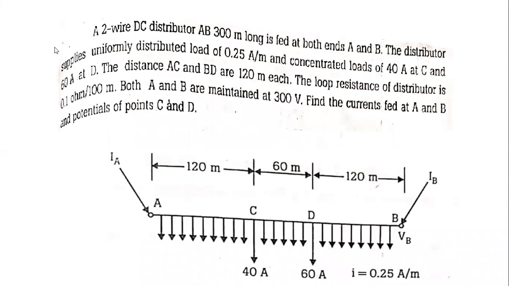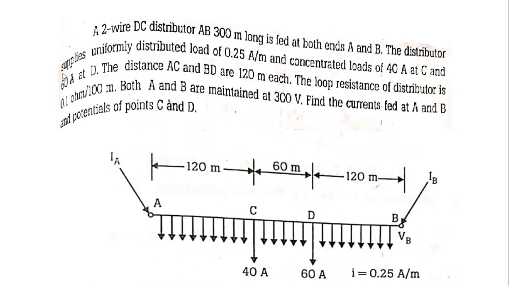Next, coming to the next problem: a two-wire DC distributor AB, 300 meters long, is fed at both ends A and B. In the previous problem, we discussed a distributor fed at one end. In this problem, we discuss a distributor fed at both ends, that is IA and IB.